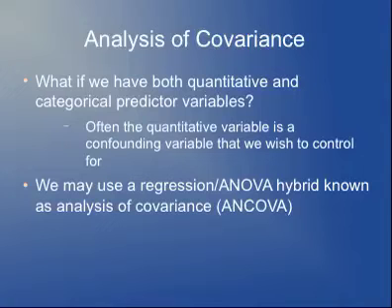It's basically if you have both quantitative and categorical predictors, and you want to be able to answer the question, is the response variable related to these predictors? Oftentimes, the quantitative variable is a confounding variable that you want to control for.